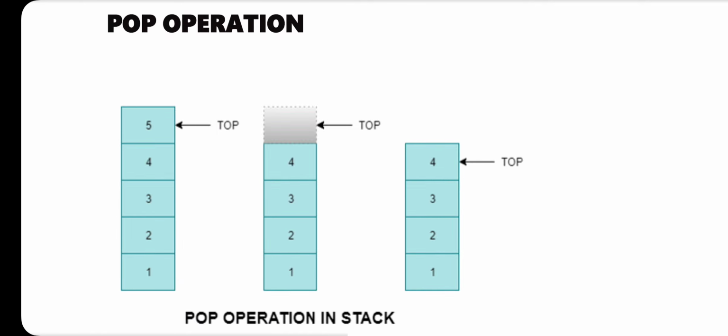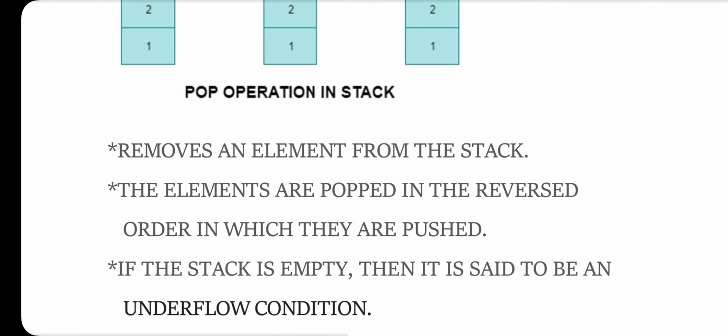Here is the pop operation. The pop operation removes an element from the stack. The elements are popped in the reverse order in which they are pushed. If the stack is empty, then it is said to be an underflow condition.